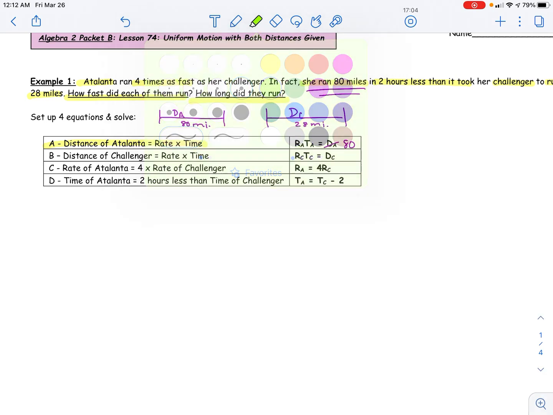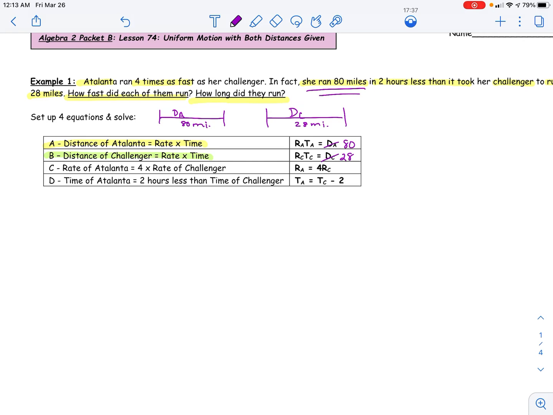Okay, look at B. The distance of her challenger is still going to be rate times time, but it's going to be her rate times her time. So the distance of the challenger is the rate times time. So that's going to be the rate of the challenger times the time of the challenger equals the distance of the challenger. And the distance of the challenger we said is 28. So we can just replace that with 28 right there. Okay, so far so good.